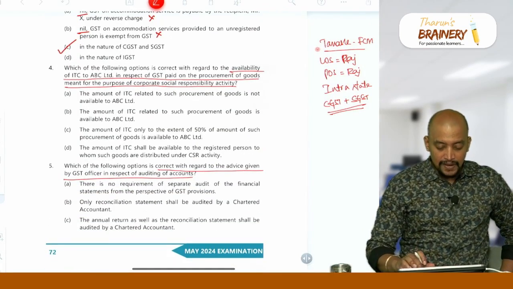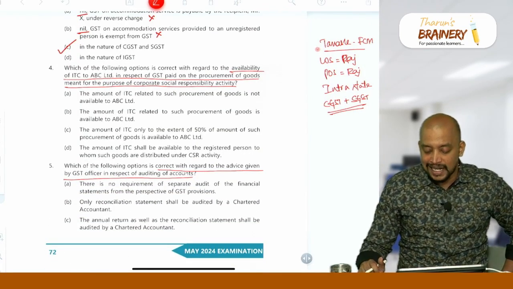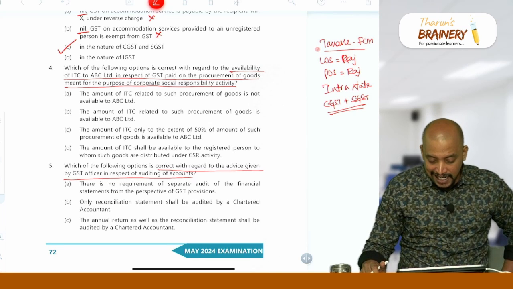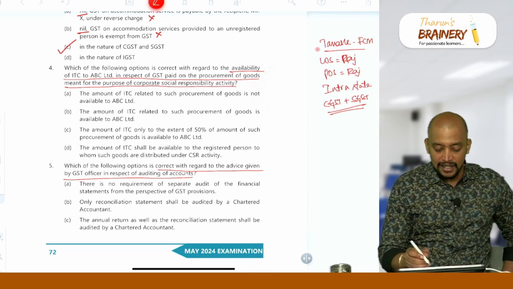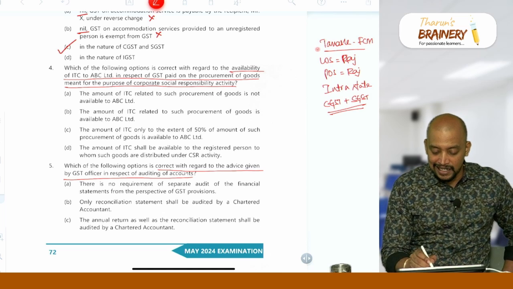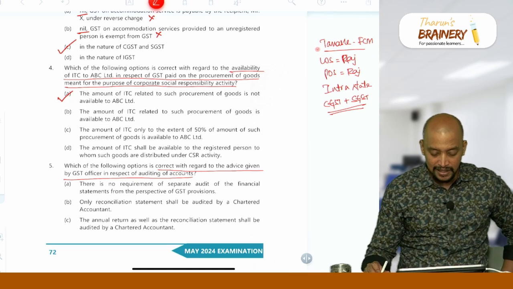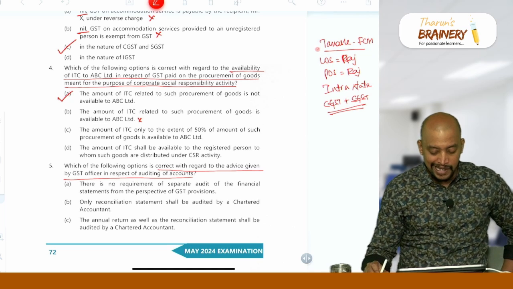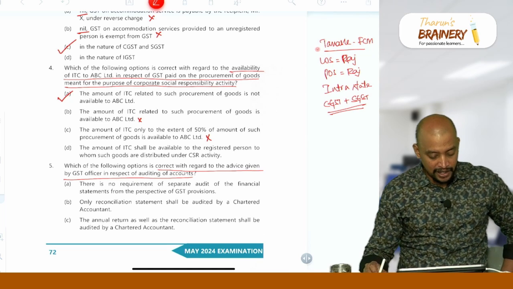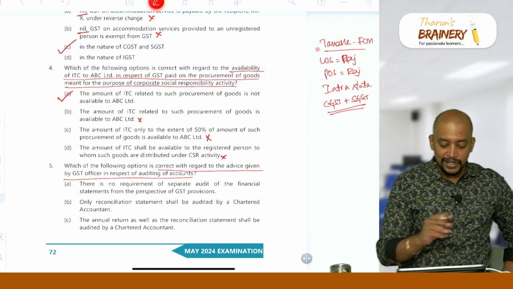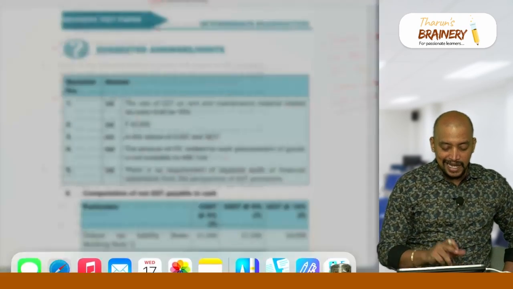Then next one, which of the following options is correct with regard to availability of ITC in respect of CSR expenditure? Can they take ITC or they cannot take ITC? Amount of ITC related to such procurement of goods is not available to ABC Limited. Available to ABC Limited, wrong. Only to the extent of 50%, wrong. Shall be available to registered person to whom goods are distributed, no. So it is not available. Option A is the answer.